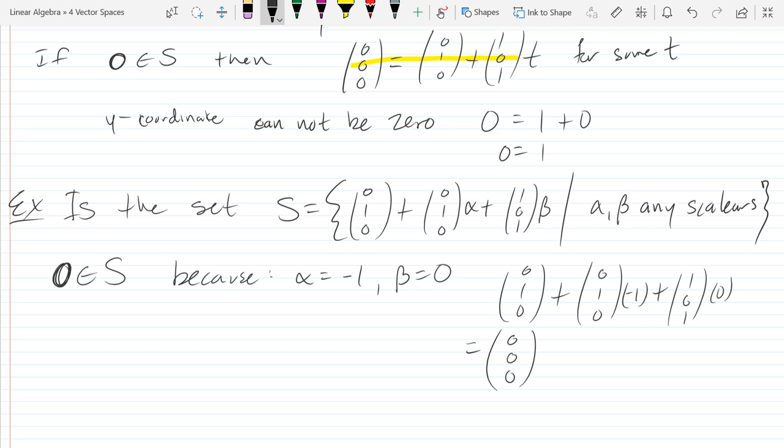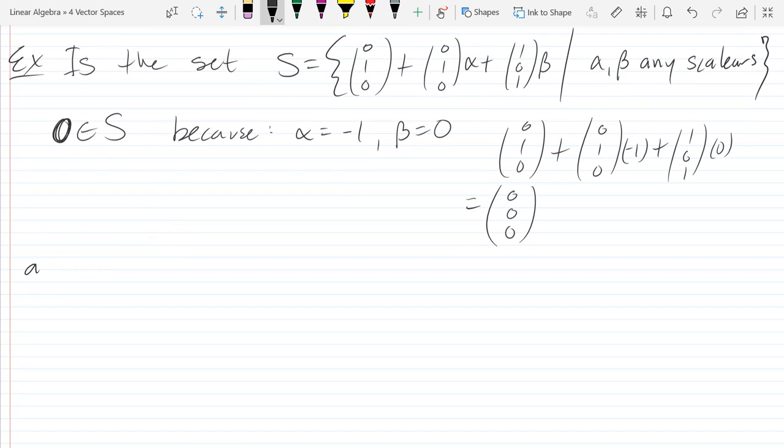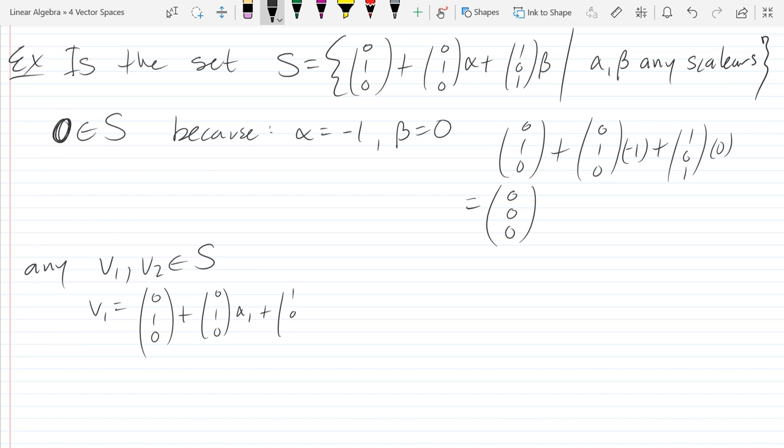Now it's only part of showing it's a vector space. We have to show the sum of two vectors is going to be a vector in this set, and then the scalar multiple of any vector in here is going to also be back in here. So let's work on the sum first. I'm going to take any two vectors u and v. Let's use subscripts now, because we're not using subscripts on the alphas and betas. So v1 is (0, 1, 0) plus (0, 1, 0) alpha 1, plus (1, 0, 1) beta 1. And our vector 2 will be the same form, just alpha 2, beta 2.